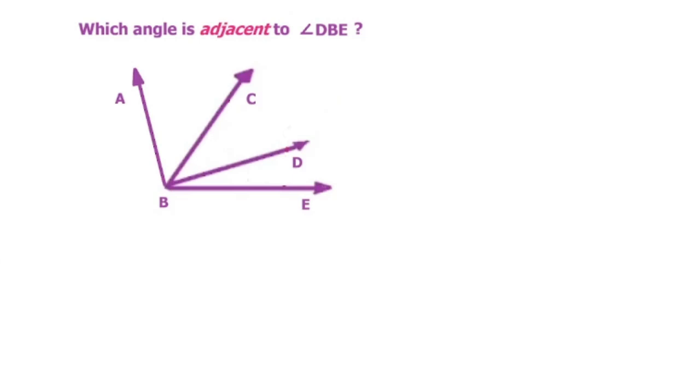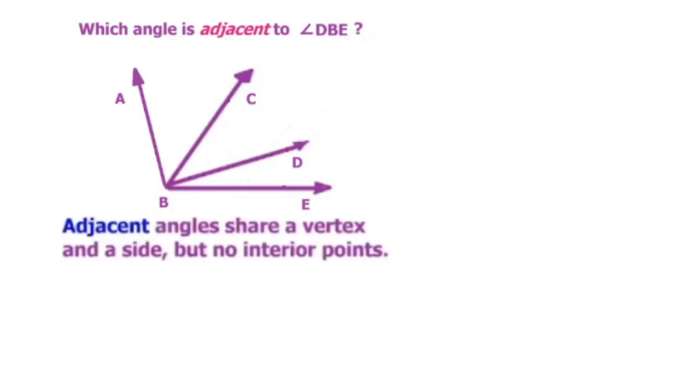In today's video, I'm going to teach you everything you need to know about adjacent angles. So if we have a problem like this that says which angle is adjacent to angle DBE. So let's understand what adjacent means. Adjacent angles share a vertex and a side, but no interior points. So they would have to share this vertex and one of the sides here.